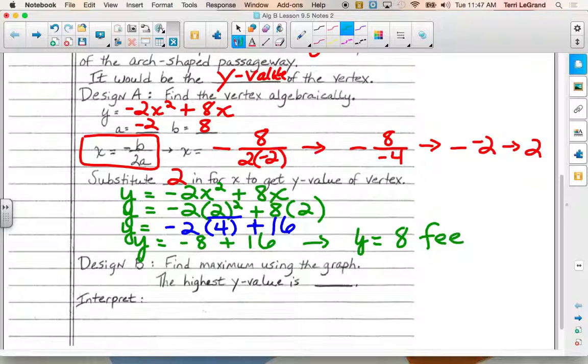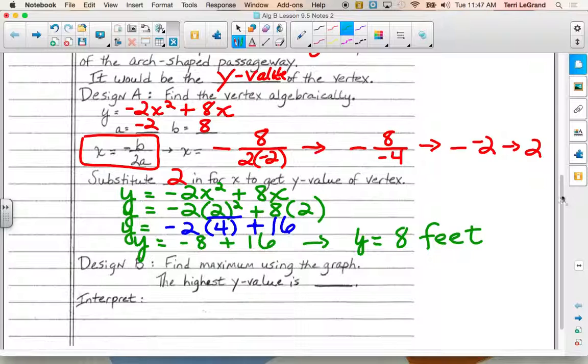We know that this archway is what? What does that tell us again? 8 feet. It's 8 feet at its highest point, right? It goes up to 8 feet and no higher, and then it starts coming back down. So it's 8 feet tall at its highest point.